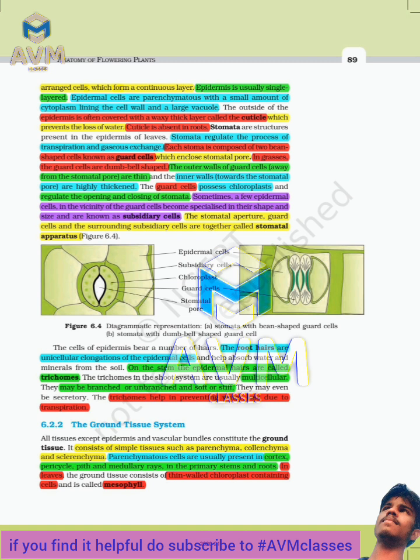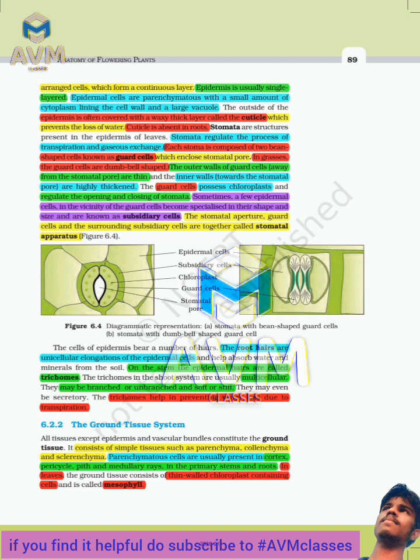In grasses, the guard cells are dumbbell-shaped. The outer walls of guard cells are thin and the inner walls are highly thickened. The guard cells possess chloroplasts and regulate the opening and closing of stomata.